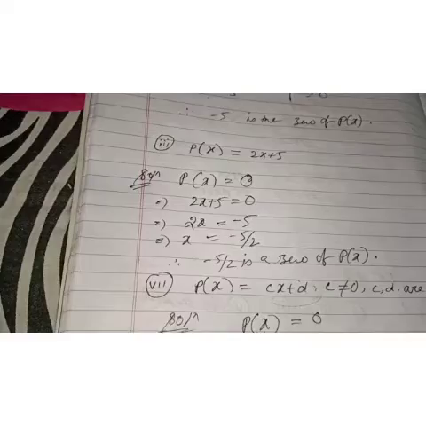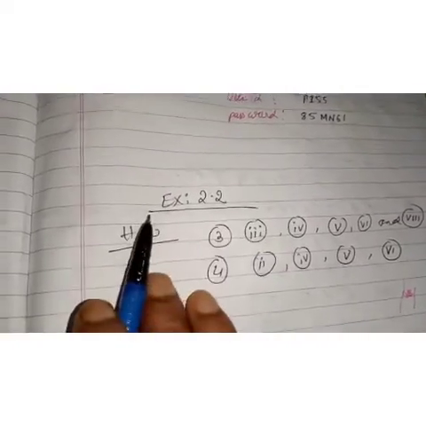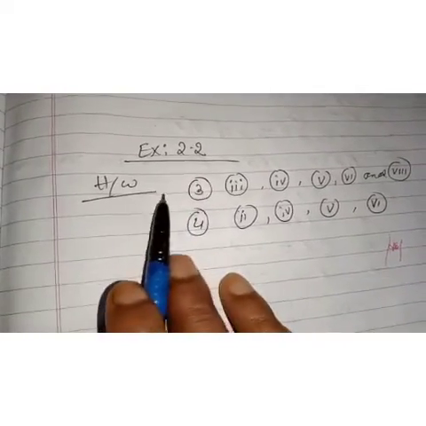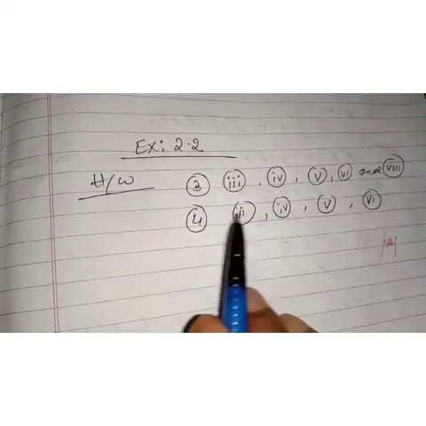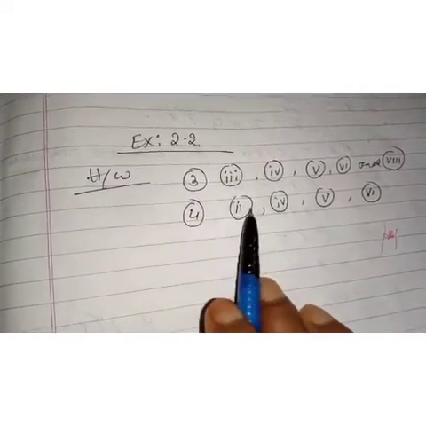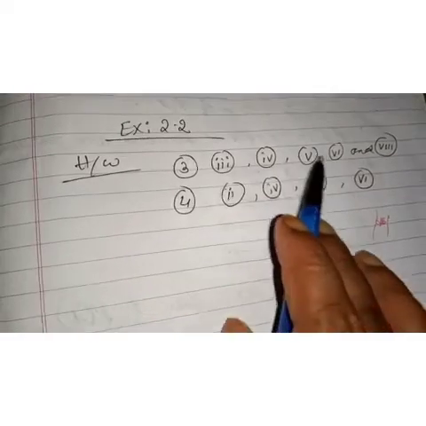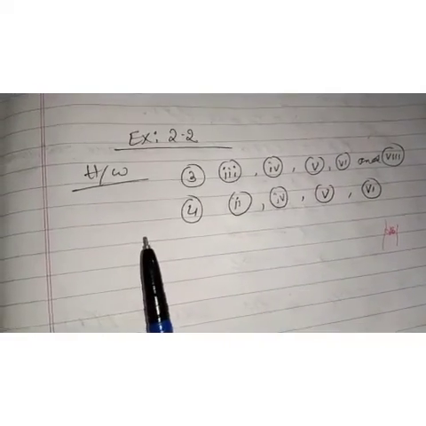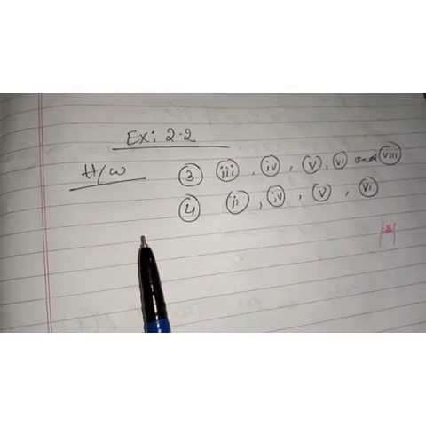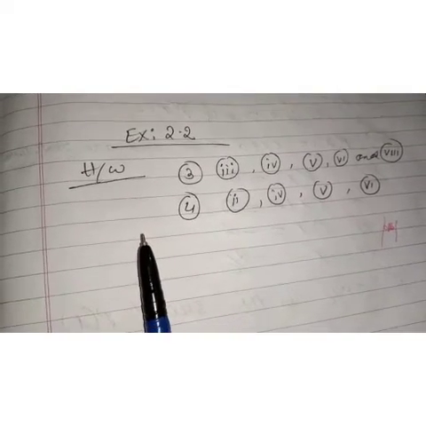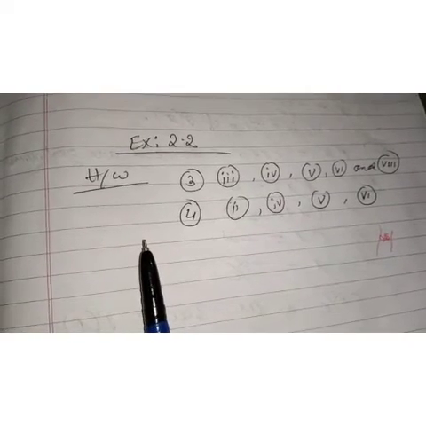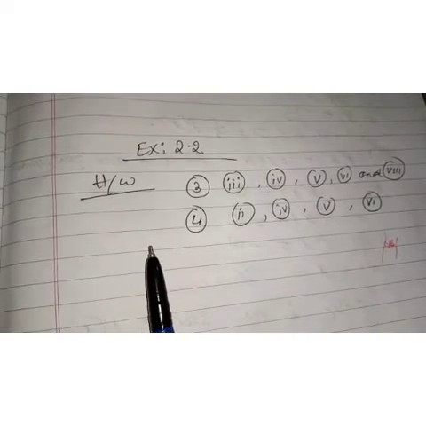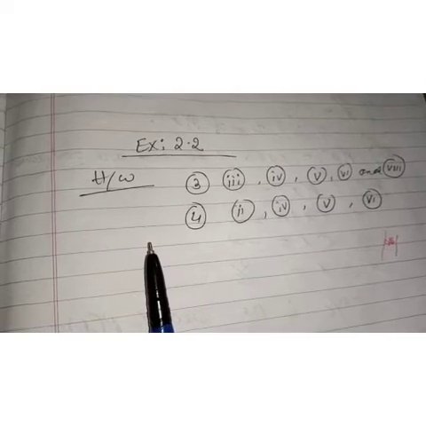Now see your homework. Exercise 2.2 homework: question number 3, 4, 5, 6 and 8, and question number 4 parts 2, 4, 5 and 6. These are very small maths, you know? The calculations are also easy, so you can solve them, okay. Today we have completed exercise 2.2. In the next class I will try to start exercise 2.3.